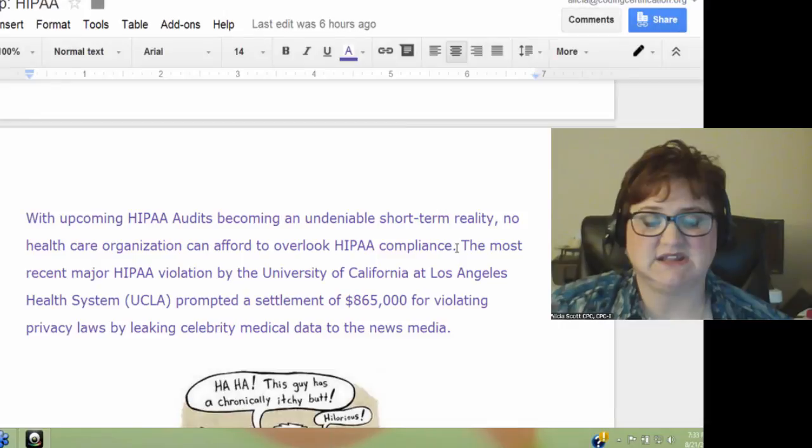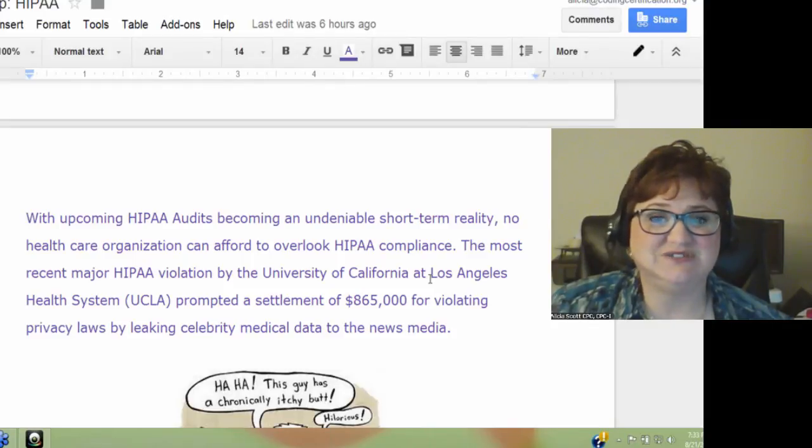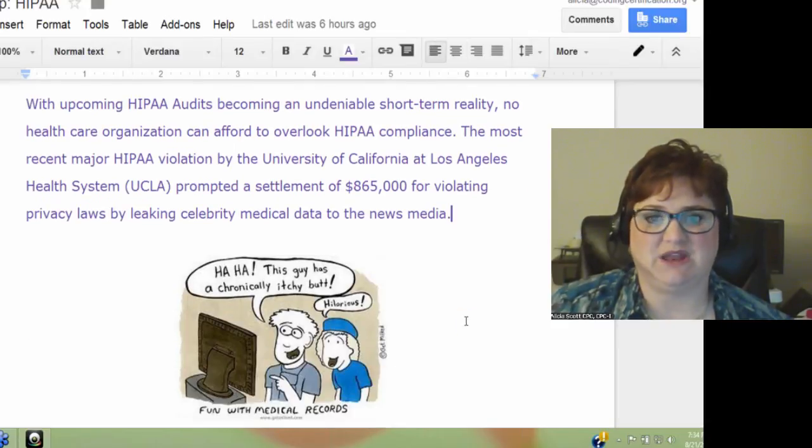Even facilities that are very proactive with HIPAA compliance. The most recent major HIPAA violation by the University of California at Los Angeles, UCLA Healthcare, prompted a settlement of $865,000 for violating privacy laws by leaking celebrity medical data to the news media.